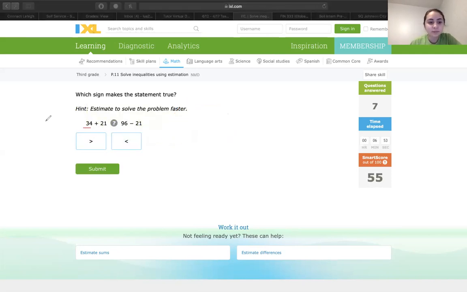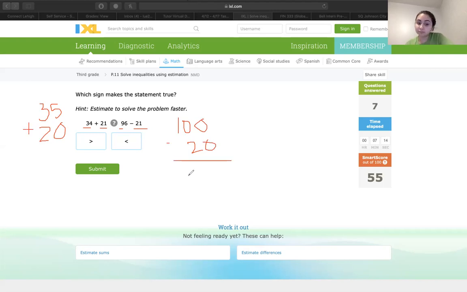Now, this one is close to 35. This one is close to 20, more or less. This one is close to 100. And this is close to 20. Right? So in both cases, this one we're adding and this one we're subtracting. 100 minus 20, that's 80. This one is 55. So which one's greater? This one.